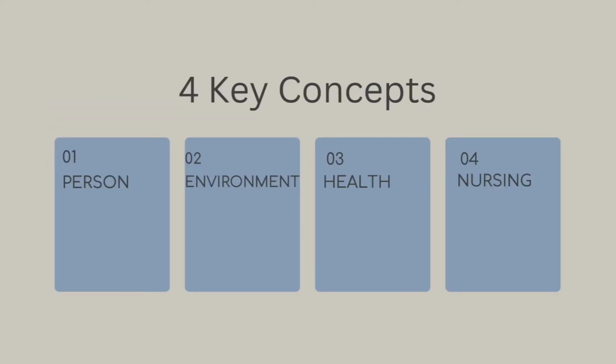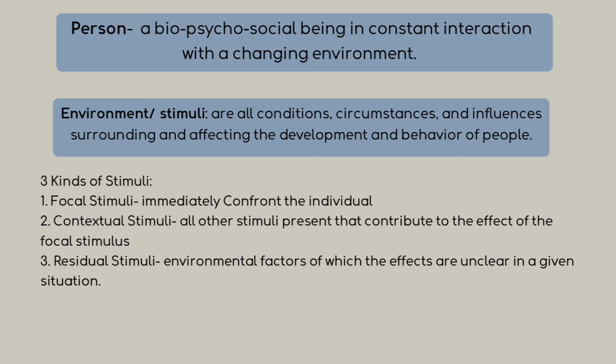The adaptation model revolves around four key concepts: the person, environment, health, and nursing. There are four concepts. Number one, person. According to Roy's model, a person is a biopsychosocial being in constant interaction with a changing environment. This model identifies people as individuals or groups such as families, organizations, and communities. These people use innate and acquired mechanisms to adapt.